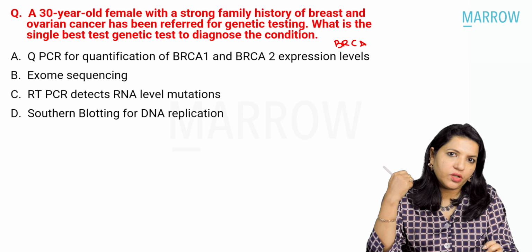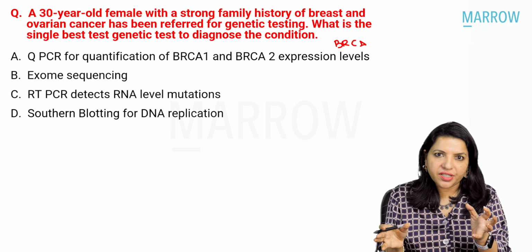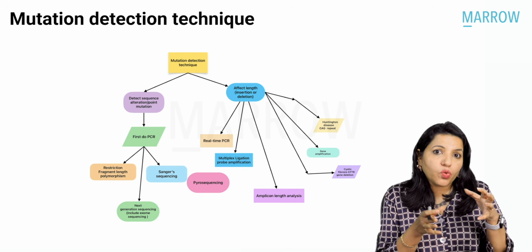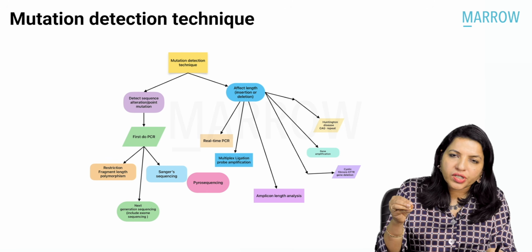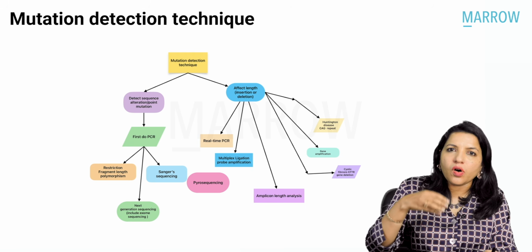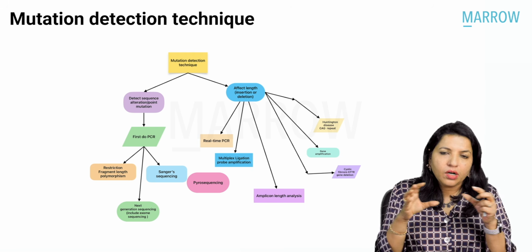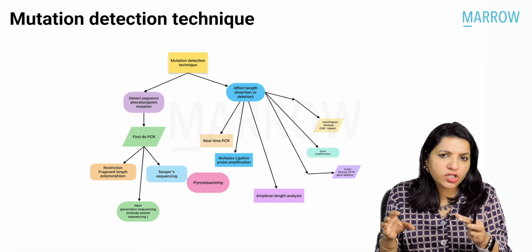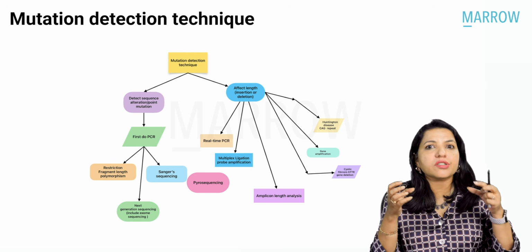Now, how will you find out the genetics? First and foremost, we should understand what the type of mutation is here. Based on the mutation, we have to analyze what technique we have to use. In the case of BRCA1 and 2, it is usually a point mutation or a small mutation. It is not something which affects the length or the gene dosage. Mostly it is one or the other kind of point mutation.